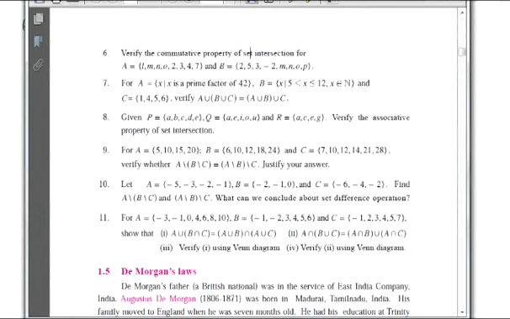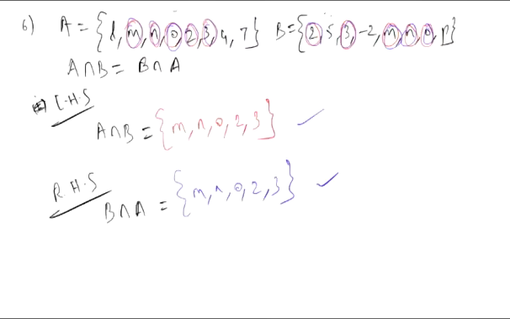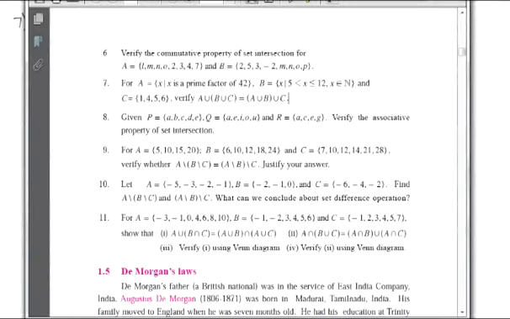Okay, so let us take question 7. Question 7 says, again you have 3 sets and you have to verify the associative property with union. What is set A? Set A says it is all x where x is a prime factor of 42.